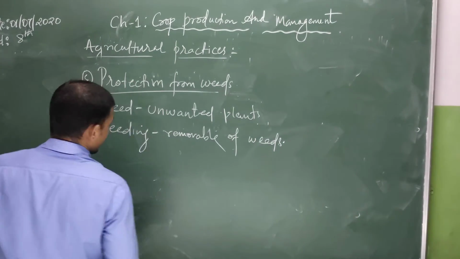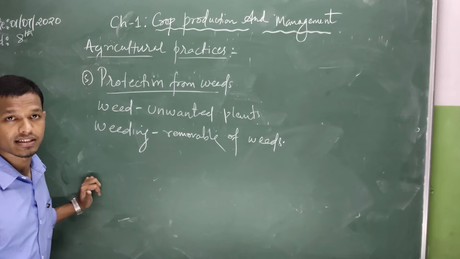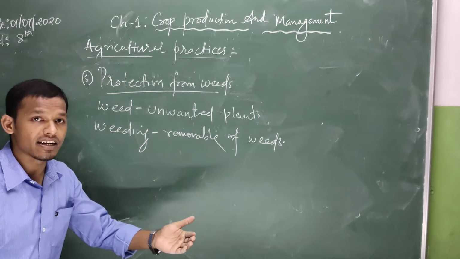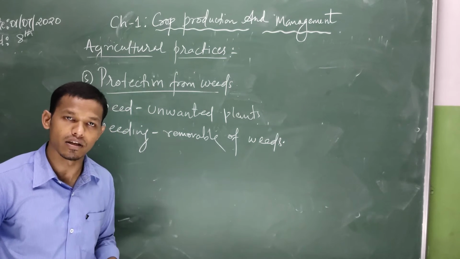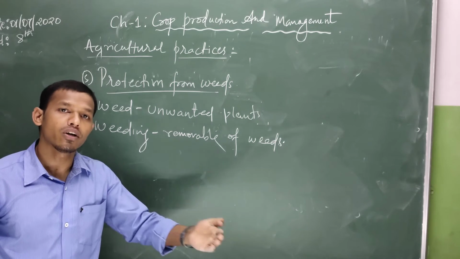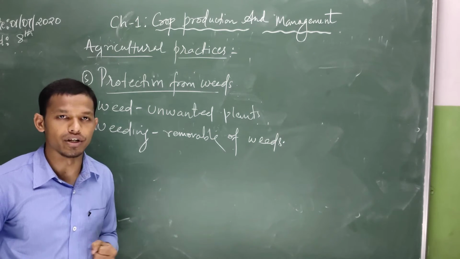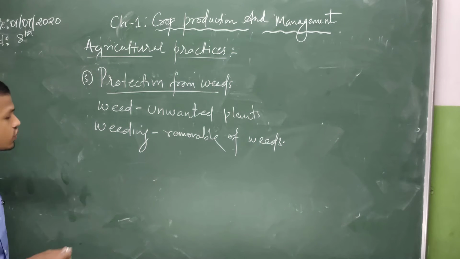Weeding is done before sowing the seed. After sowing the seed, there are chances of growth of some weeds. Yes, very good. But before sowing, it is also important to remove the weeds. So by the tilling process, we can remove the weeds before sowing the seed.